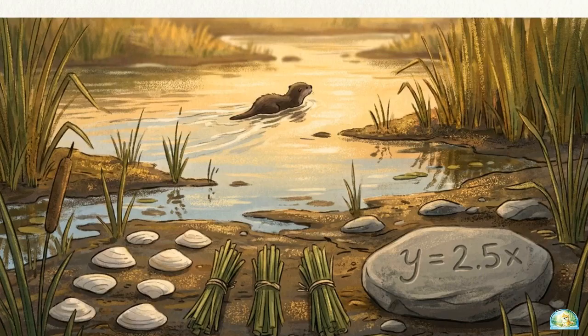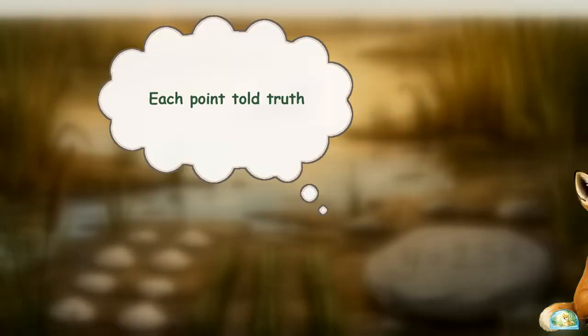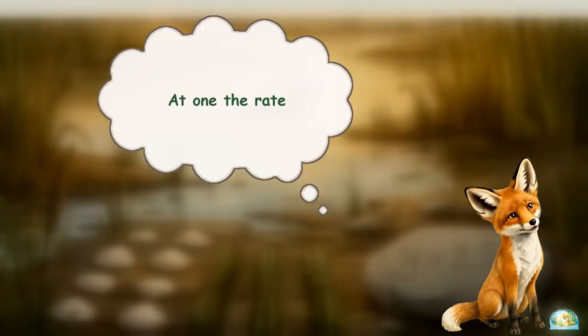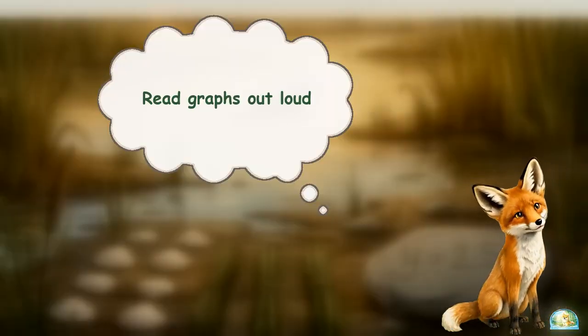So as you look at this scene, which physical mark proves the mathematical relationship? And how does the animal's action make it true? Each point told truth. At 1, the rate. Read graphs out loud.